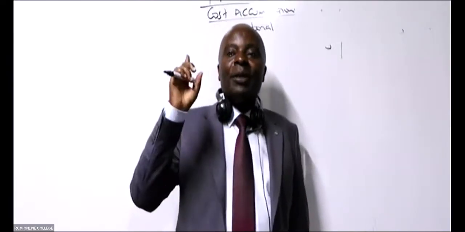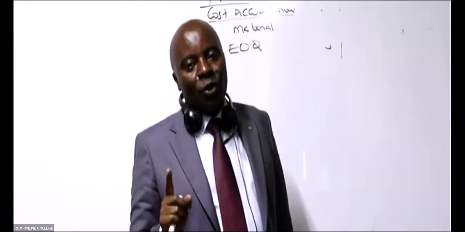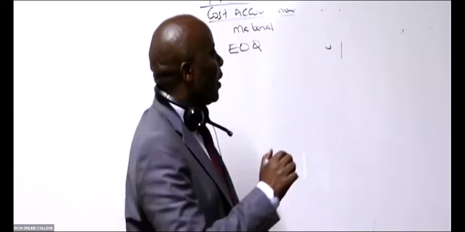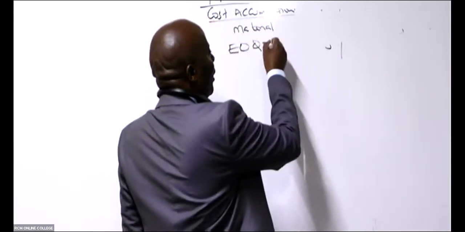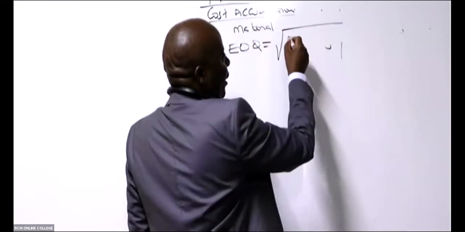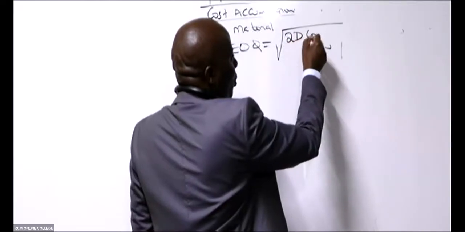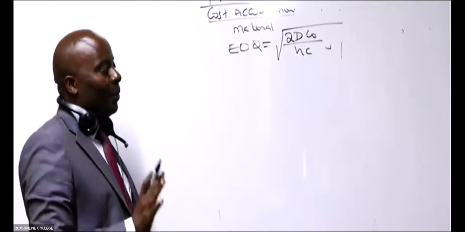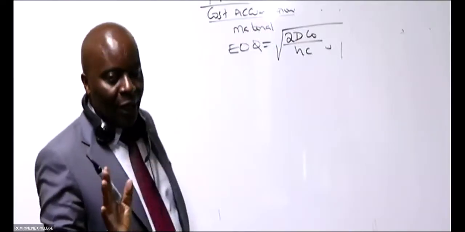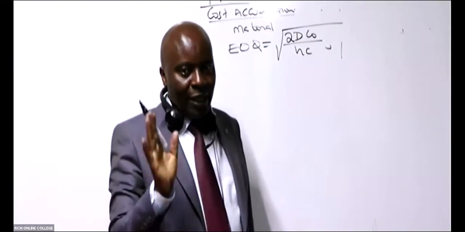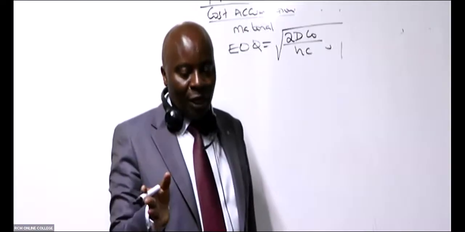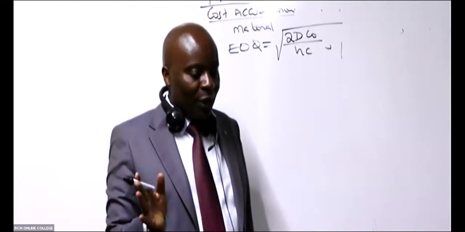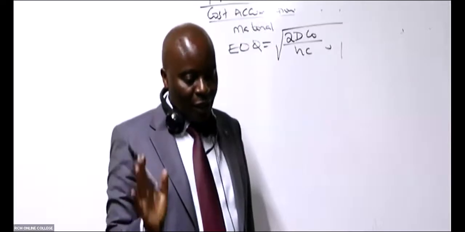Some students are telling me, Mwalimu, I may forget the formula of EOQ, but I will never forget the fact that it has got a square root. It has a big square root, isn't it? So then we talk of 2D Co over what here, somebody? HC. Remember, D stands for what? Annual demand, right? Co stands for cost per order. And then HC stands for what here? Holding cost. Thank you so much.